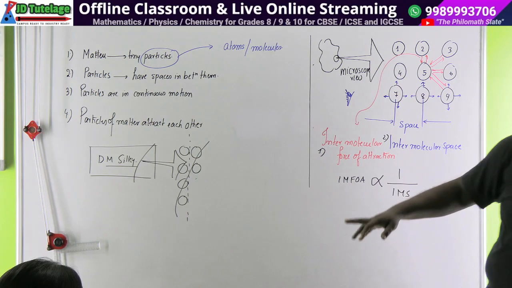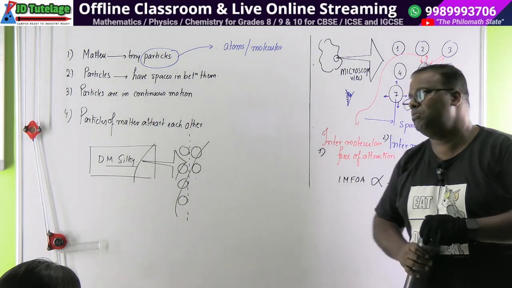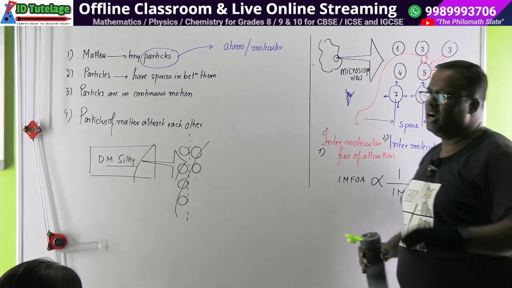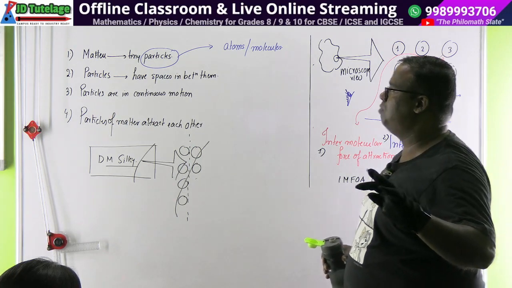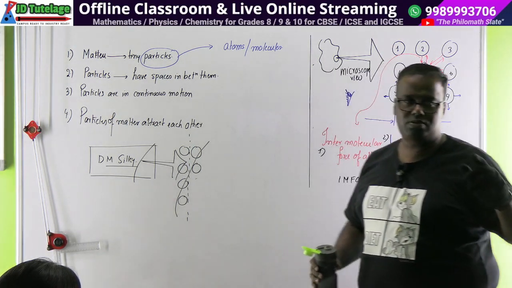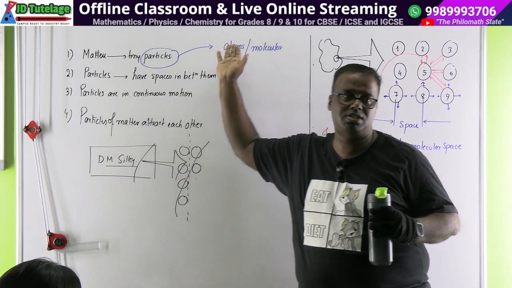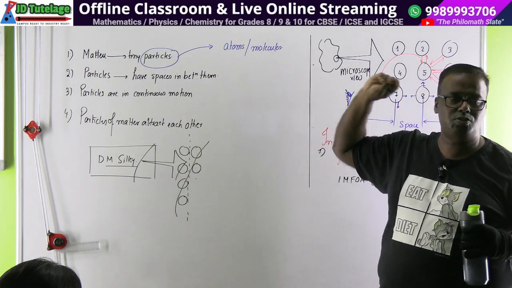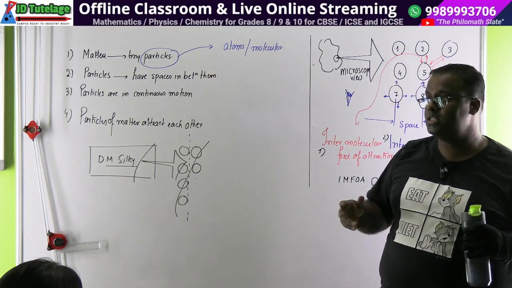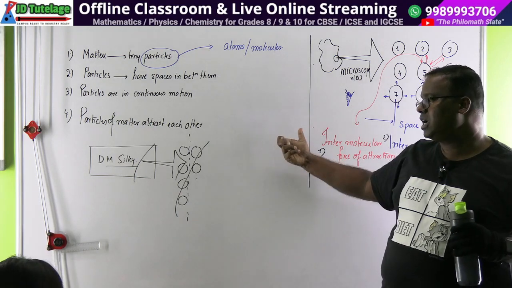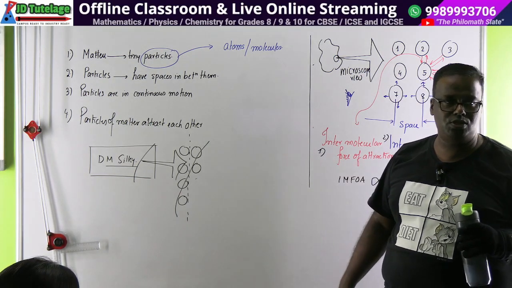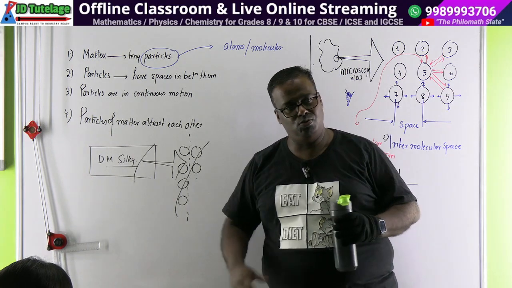Have you understood? We spoke about matter, we spoke about particles of matter, and we understood four things about them. They are tiny particles, which in a later section we'll study as atoms and molecules. They have spaces between them, which we call intermolecular space. They have attraction between them, which we call intermolecular force of attraction, and they're always in continuous motion.